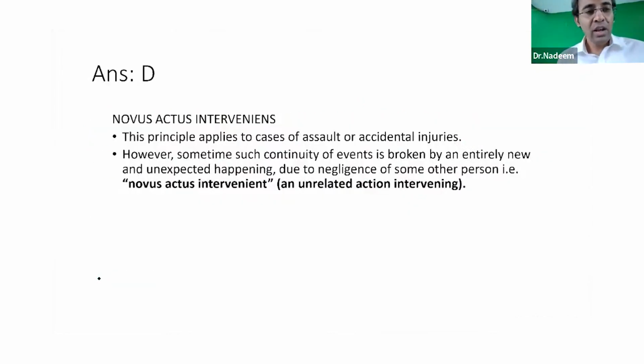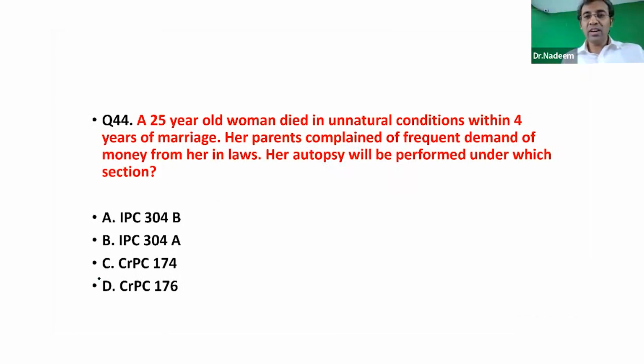Next. A 25-year-old woman died in unnatural condition within 4 years of marriage. Her parents complained of frequent demand of money from her in-laws. Her autopsy will be performed.